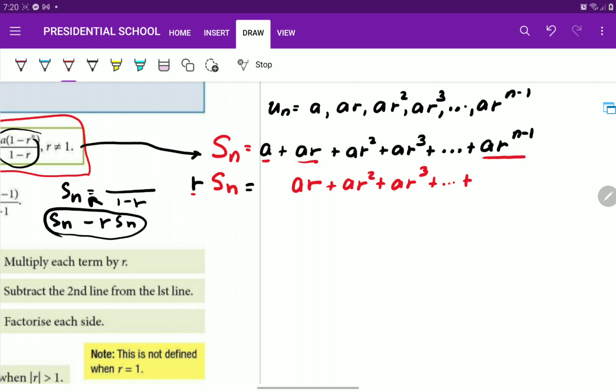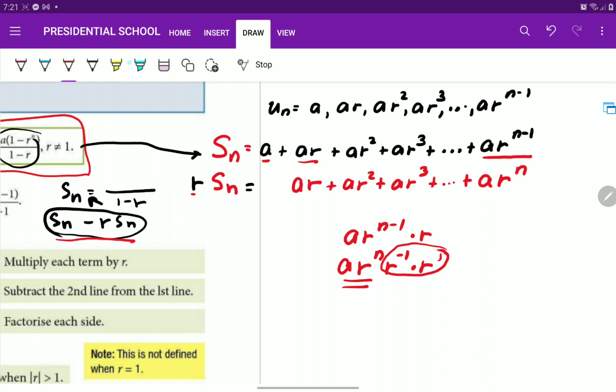Then you multiply this last term by r, so this becomes ar to the n. Why? Again, ar to the n minus 1 multiplied by r. So this becomes ar to the n minus 1 times r, right? So this is r to the 1, so this one here becomes n. So that is now ar to the n. And according to this one, it says you subtract the two of them and then you will see the miracle.